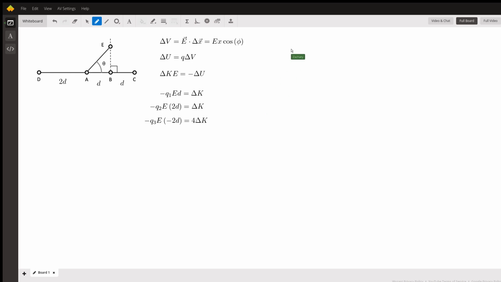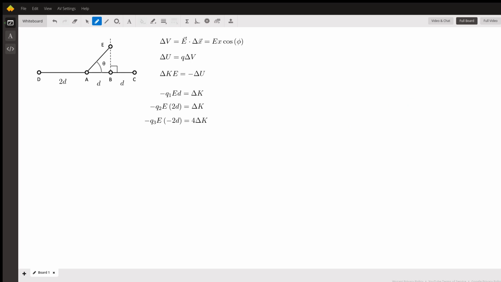Now, a lot of these statements ask what the relationship between charges is. And with these 3 equations, you can figure out the charge relationship between Q1, Q2, and Q3 based on what these statements ask. So the first statement says the magnitude of charge Q1 is 1/4 the magnitude of charge Q3. Based on this equaling delta K and this equaling 4 delta K, you can set up an equation to figure out the relationship between Q1 and Q3 to see if that sentence is true or not.